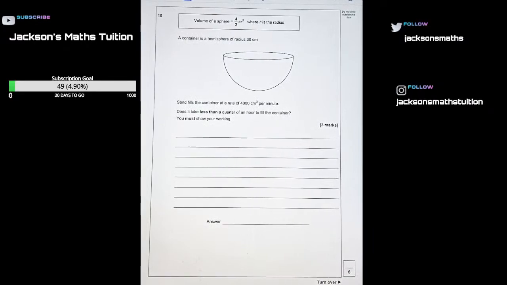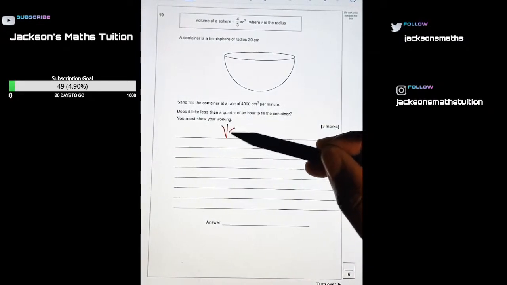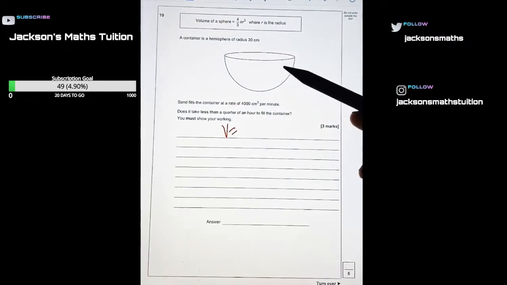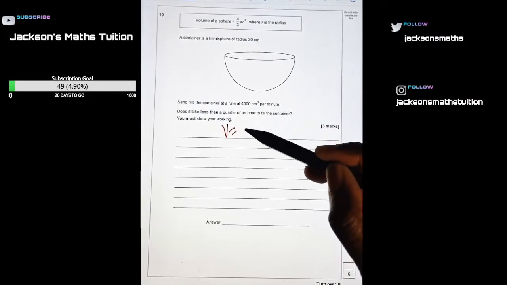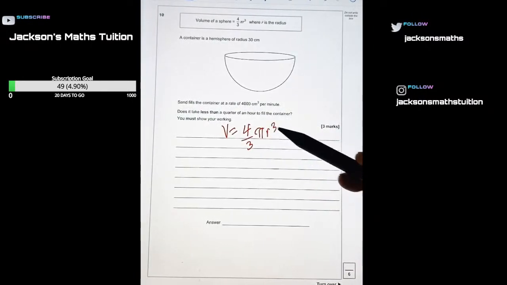Question 10. So we're going to work out the volume of this hemisphere. So the volume of the hemisphere is going to be the volume of the sphere divided by 2, because this is half of the sphere. Okay? So we're going to do 4/3 pi r cubed, and then all of that we divide by 2 to get the volume.